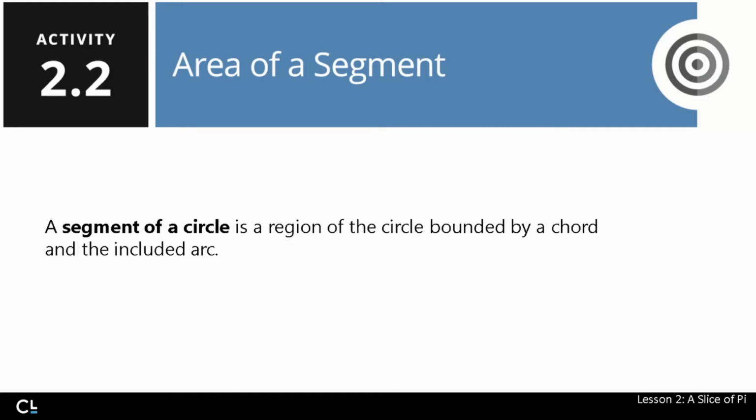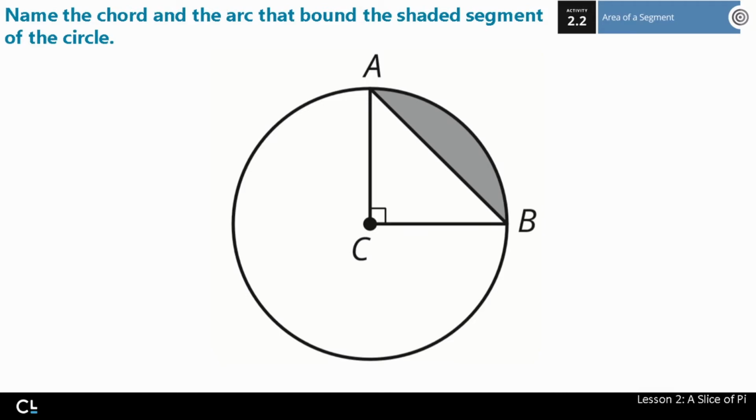Now let's talk about the area of a segment. And what is a segment of a circle? Well, a segment of a circle is a region of the circle bound by a chord and an arc. So in this example, we have a segment of a circle, and it's this little slice here, this shaded in piece. Name the chord and the arc that bound the shaded segment of the circle. So the arc is arc AB. My bad. And the chord is going to be chord AB, the line segment, which is right here.